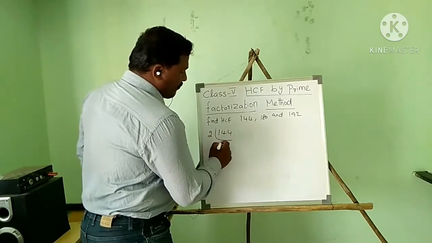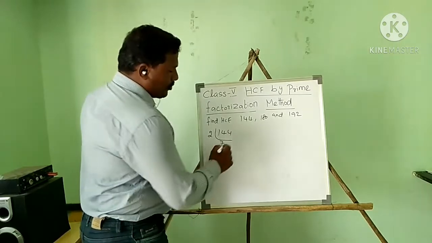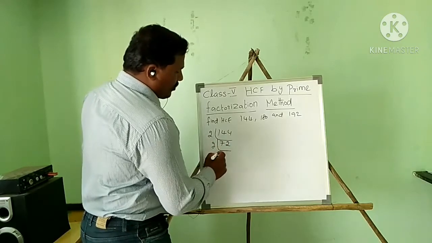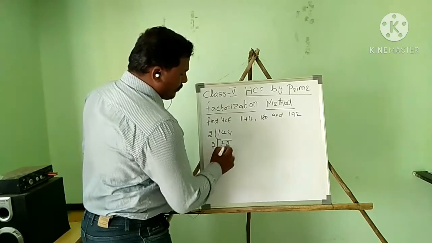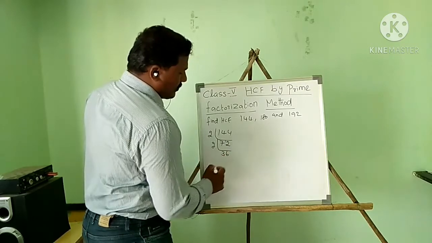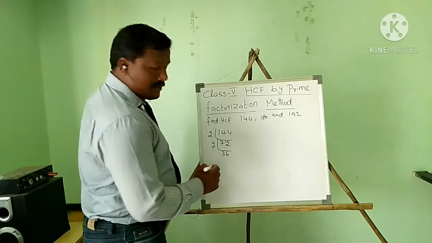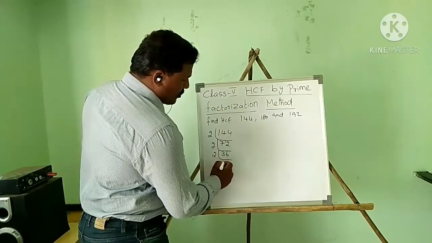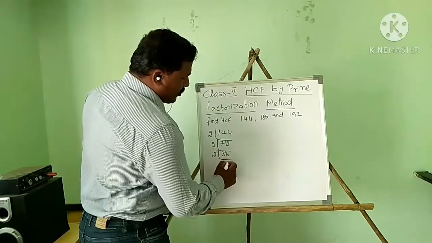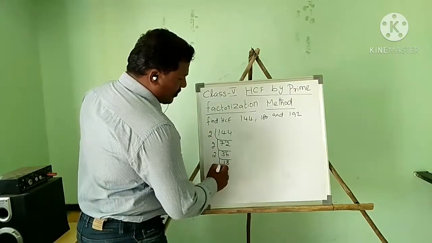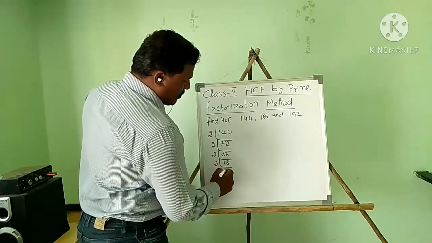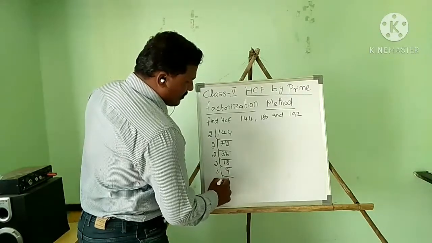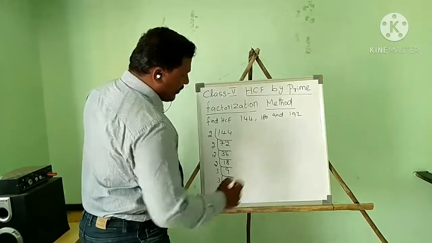So 7 2s are 14. Okay. So 2 2s are 4. So now again I have 2. 2 3s are 6. Then 1. 6 2s are 12. Okay. Now 1 2 is 2. 8 2s are 16. Now 9 2s are 18. Now 3 3s are 9. Now 3 1s are 3.